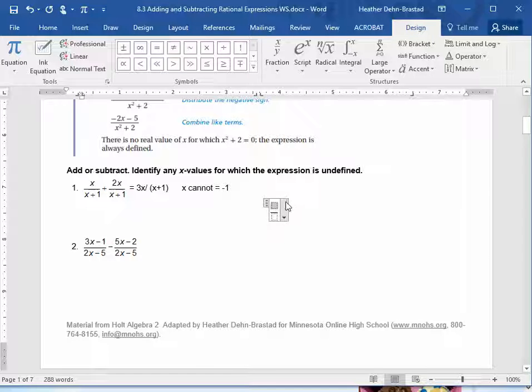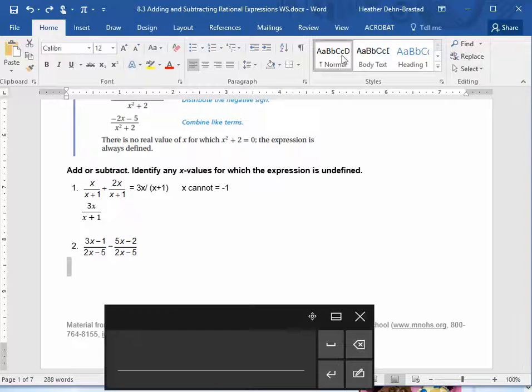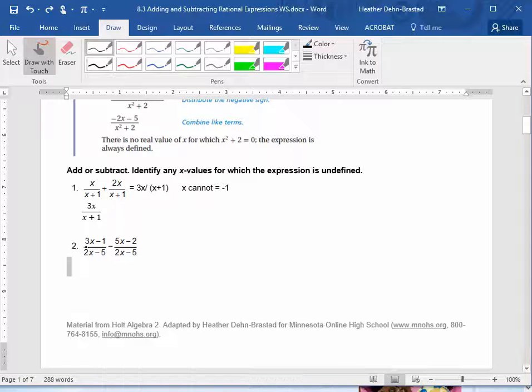I could write this as 3x over x plus 1. This looks really nice when you're done if you do it this way. And then you would still add the x cannot equal -1 somewhere in there. If you are writing these by hand, of course, let me get my pen tool, then you would just write 3x over x plus 1.